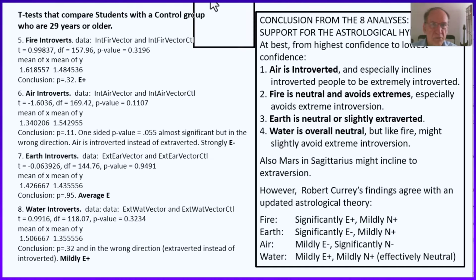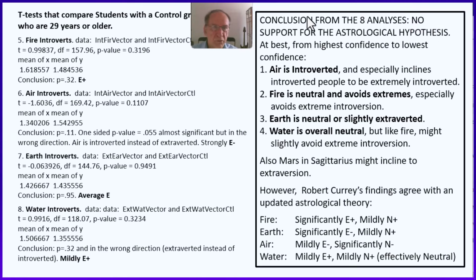Let me move this picture over here so you can read this. Conclusion from the 8 analyses: no support for the astrological hypothesis. At best, in other words, there's no support for this idea about fire, earth, air, and water.